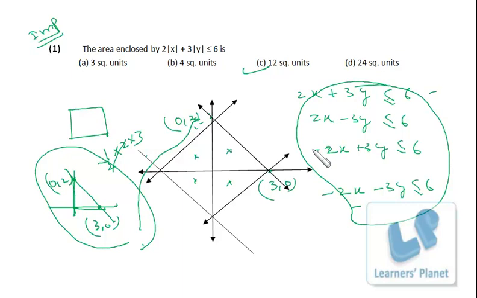This is all for conceptual clarity only. Once you are clear, then no need to draw the entire figure, no need to write all the equations. Okay.